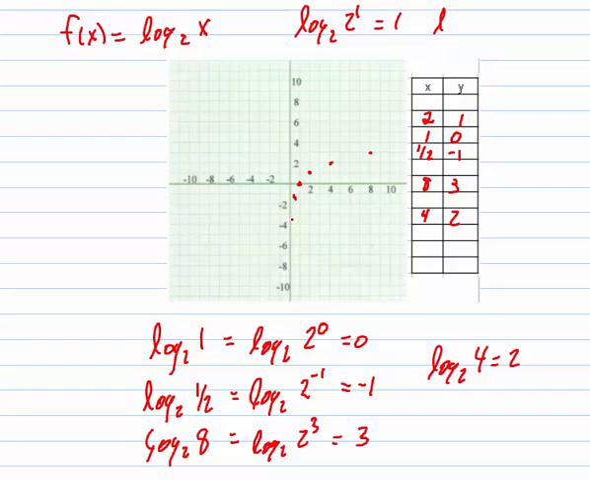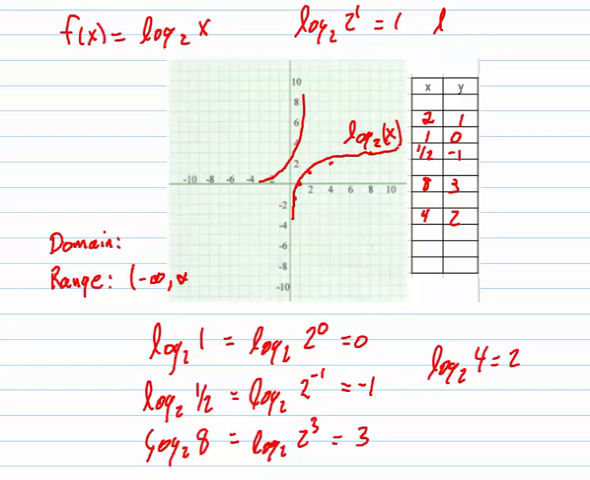And this function looks like this, the inverse of my 2 to the x. So here's a log function, log base 2 of x. Okay, and what's the domain here? And range? Well, the range goes from minus infinity all the way to infinity. But the domain is I can only put in positive values for x. I can't put in a negative number.